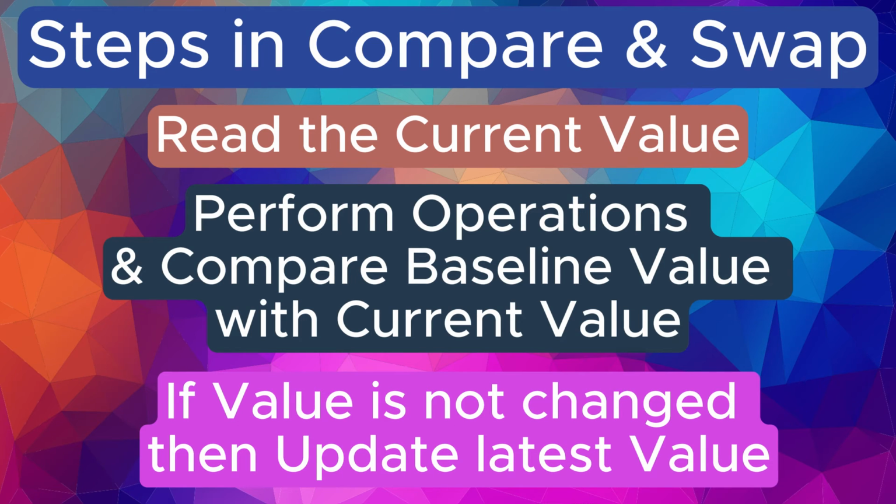If the comparison is successful, that is, the read value is equal to the expected value, the CAS operation proceeds with the update of that particular memory location with the new value. If the comparison fails, the operation is considered unsuccessful and no update is made. Let's try to understand this with an example.